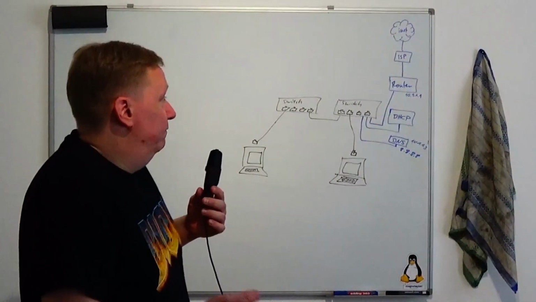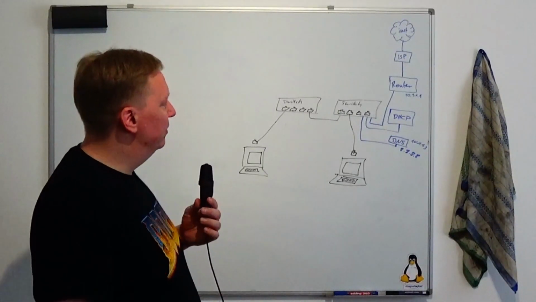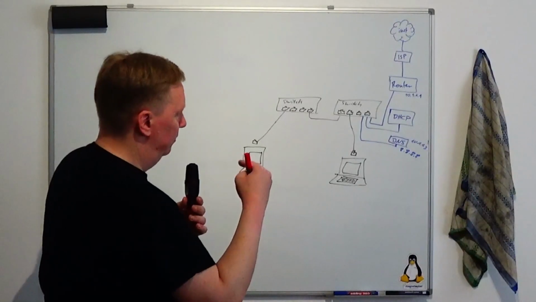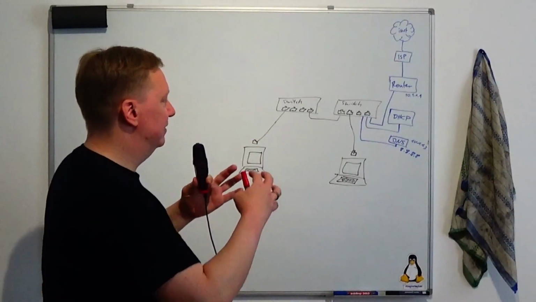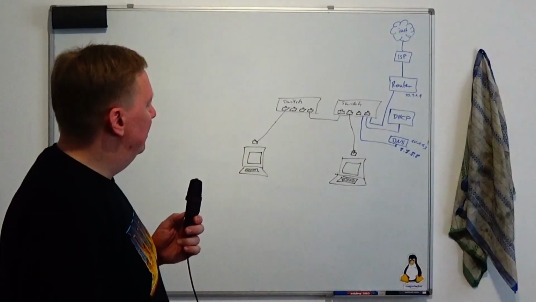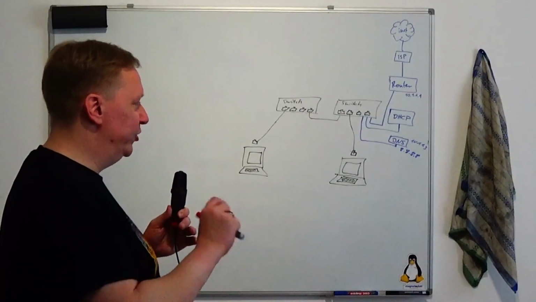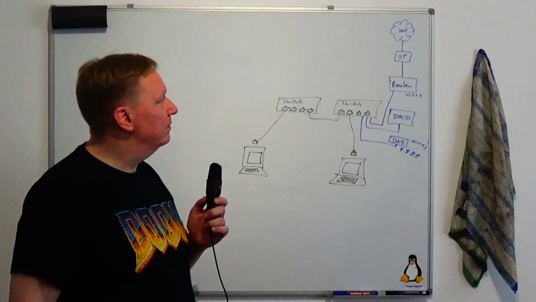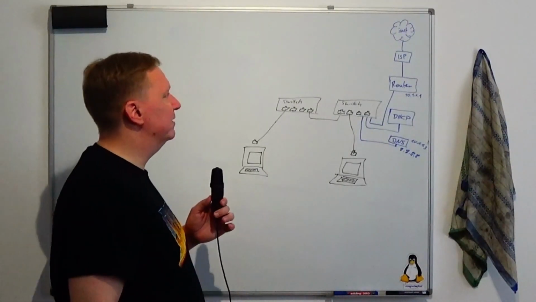Okay? Virtual LANs or virtual networks, VLANs, allow you to subdivide your network and create sub-networks, if you will, and then you can really control the communication between these networks. But yeah, let's first look at how that works.